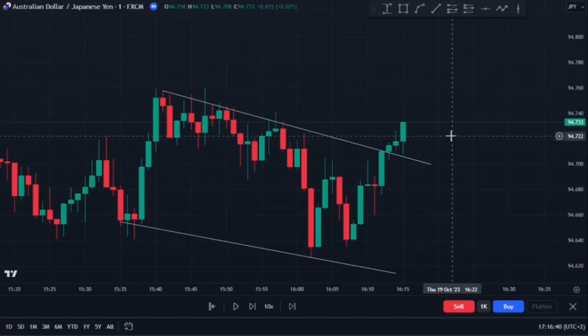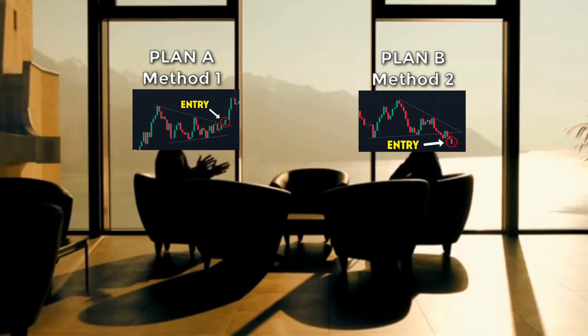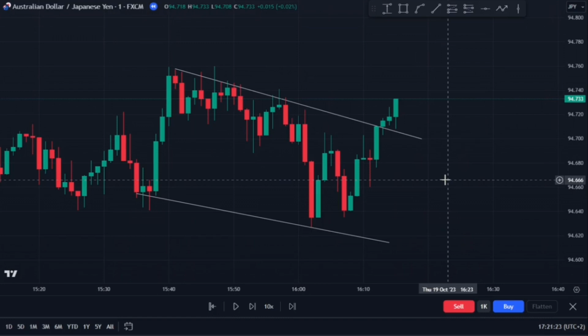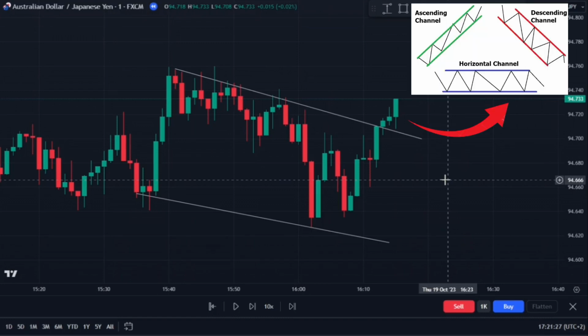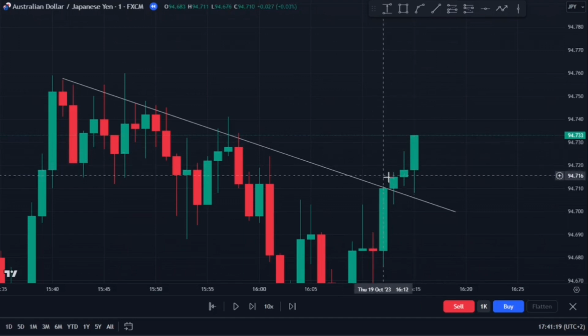Okay, so now we're going to move on to method number 2 to avoid false breakouts. Let's just say method number 2 is plan B. If plan A, method number 1 doesn't work out, you want to look to plan B, method number 2. So the first thing we need to do is identify the breakout pattern. And in this case, we can confirm that this is a channel breakout pattern. Once you've identified the breakout pattern, we need to wait for a breakout towards the upside.